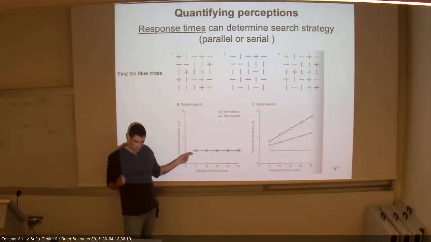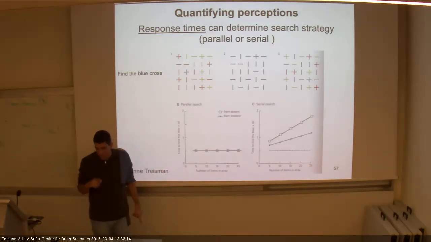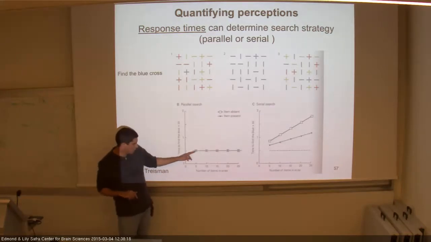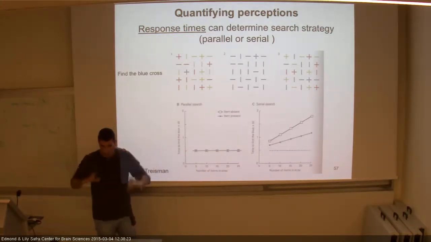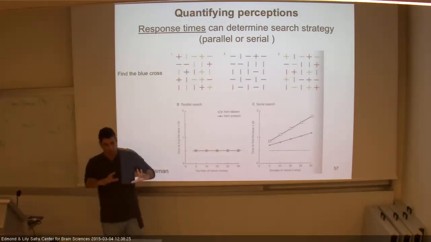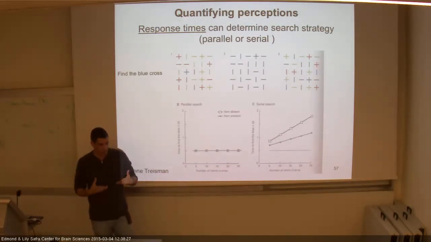And here she asked, one second, she asked whether there is a cross in the matrix or is it absent in the matrix? And in both cases, it had the same time. So this means that the percept is one big parallel task that we have to work at.